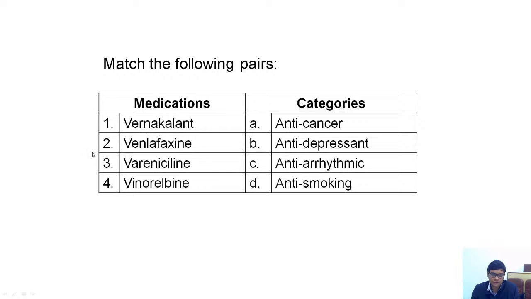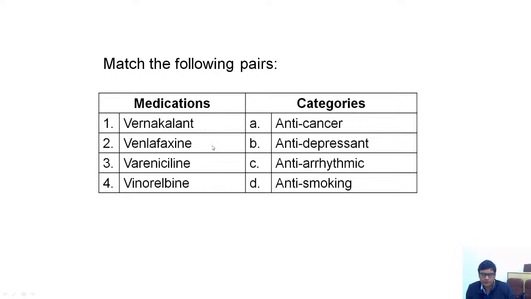Like if you remember, vernakalant is an antiarrhythmic drug. It is a potassium channel opener which is specific to the atrium and used for atrial fibrillation basically. So it increases the refractoriness of atrial fibers, thereby helps in managing atrial fibrillation. So vernakalant is basically your antiarrhythmic.